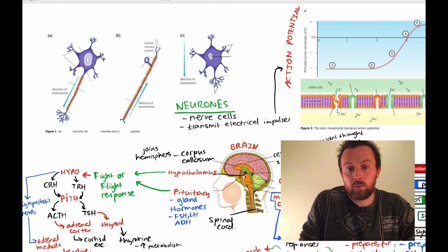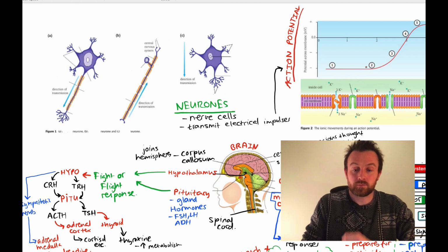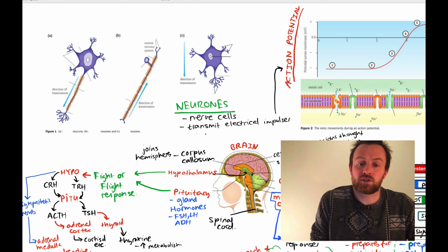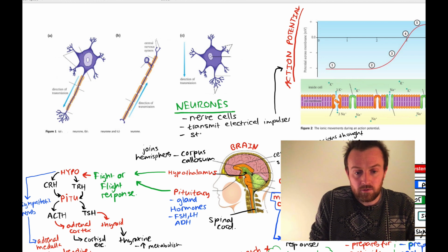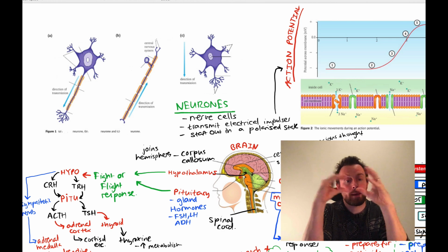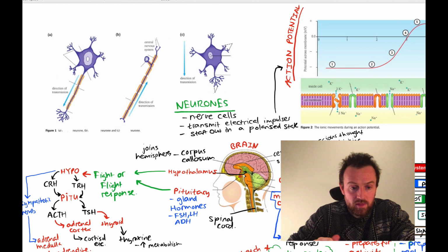Okay, so we're going to talk about the detail of that action potential using this diagram here in a minute, but not just yet. Now, for an electrical impulse to be transmitted, they start out in a polarized state. Okay, more on that later. So they have an electrical polarization of their membrane, and the action potential can transmit electrical impulse along their length.